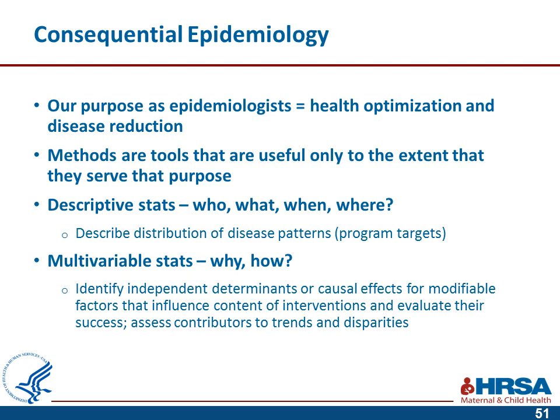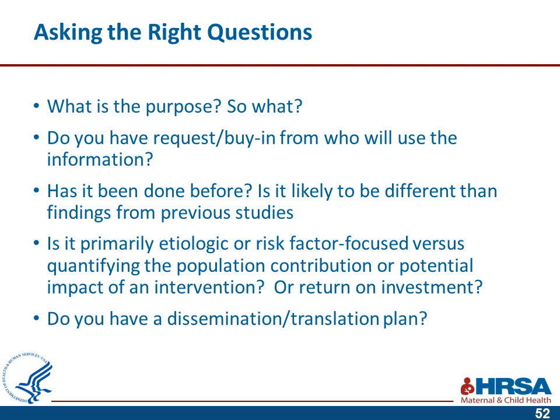Descriptive statistics can be very helpful and simple: the who, what, when, where of disease, just disease patterns that can identify program targets. We extend that to multivariable statistics, the why and the how, to identify independent determinants or causal effects for modifiable factors that we can change and intervene on. We can assess contributors and trends to disparities as well, really asking those critical questions. And that's what you want to think about: the purpose, the so-what factor.